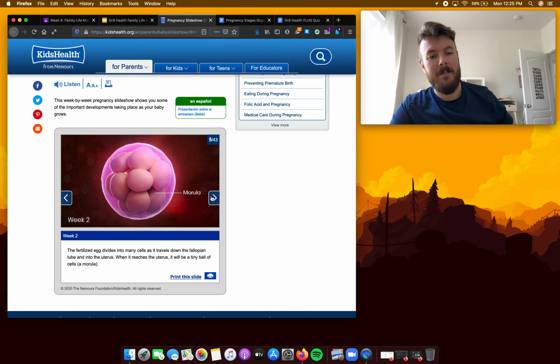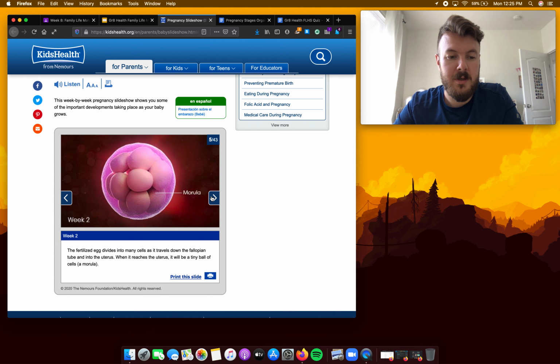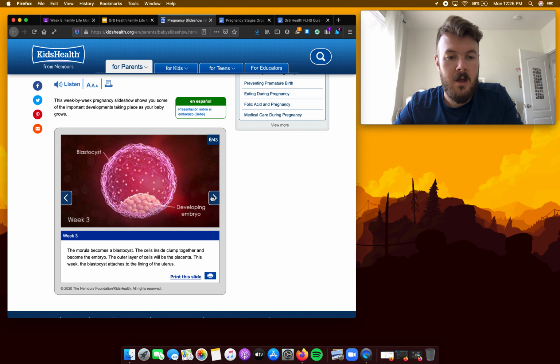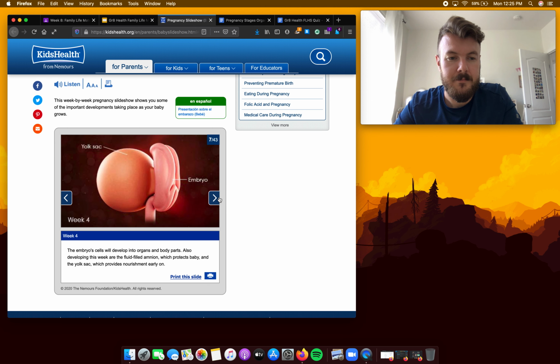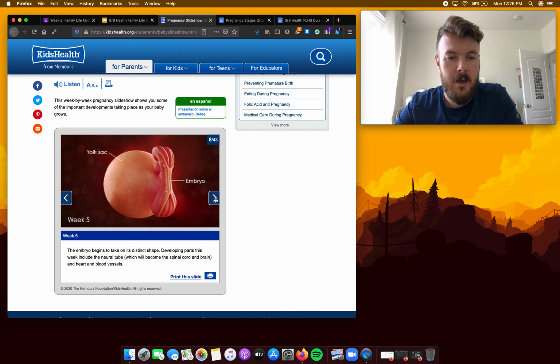The fertilized egg divides into many cells as it travels down the fallopian tube and into the uterus. And as it does, it becomes a blastocyst, and it is kind of a bundle of cells. Again, this is on a microscopic scale. There is a yolk sac, and this is the embryo. It's a little hard to understand right now, but there are videos later that will help explain this a little bit better. It looks a little funny. The embryo starts to change shape. You can see things growing along it here and there.